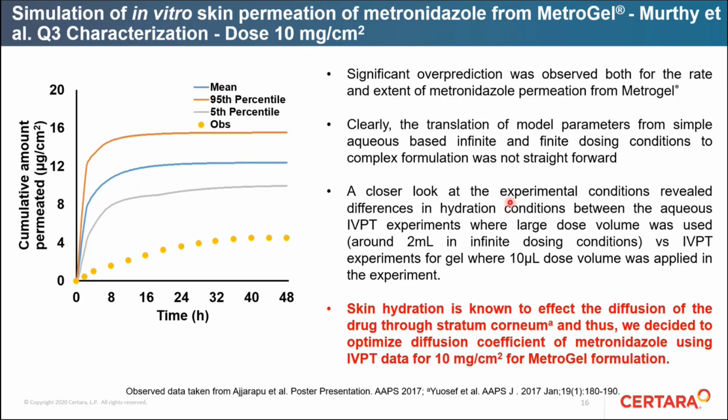When we looked closely at the experimental conditions, what we found out is that these IVPT experiments are actually done with a large volume of formulation, or a large volume of an aqueous solution. Around 2 ml of aqueous solution was used in infinite dosing conditions, and in finite it was around 300 microliters. However, in the IVPT experiments from gel, we use around 10 microliters. So there is a huge difference in the volume of water which you are putting on the surface of the skin in these experiments.